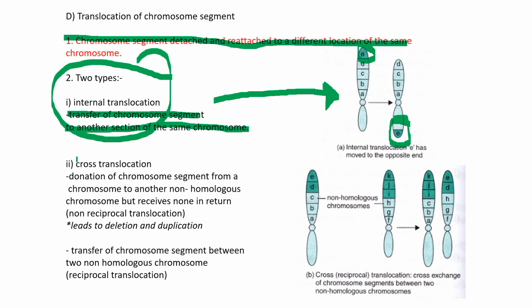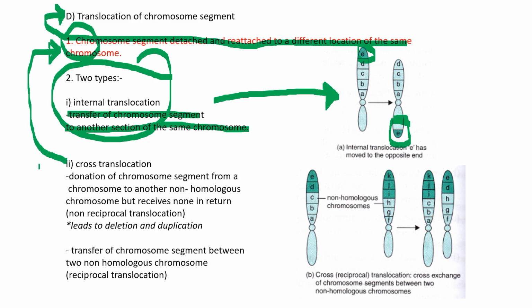Now, the definition for cross translocation slightly does not tally with the general definition for translocation of chromosome segment. This definition here only defines the general subject. Right, now let's get back to cross translocation. As I've said, there are two types.